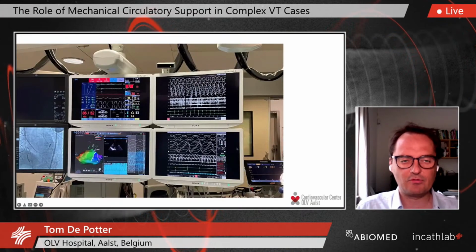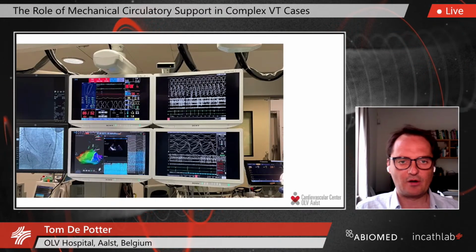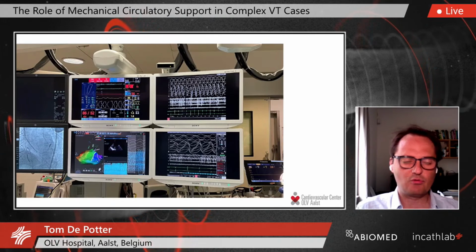Indications currently, especially in most settings I know, and certainly for our center, are limited by budget constraints. And to finish up, I would like to show our setup. So this is what our lab looks like during a procedure.